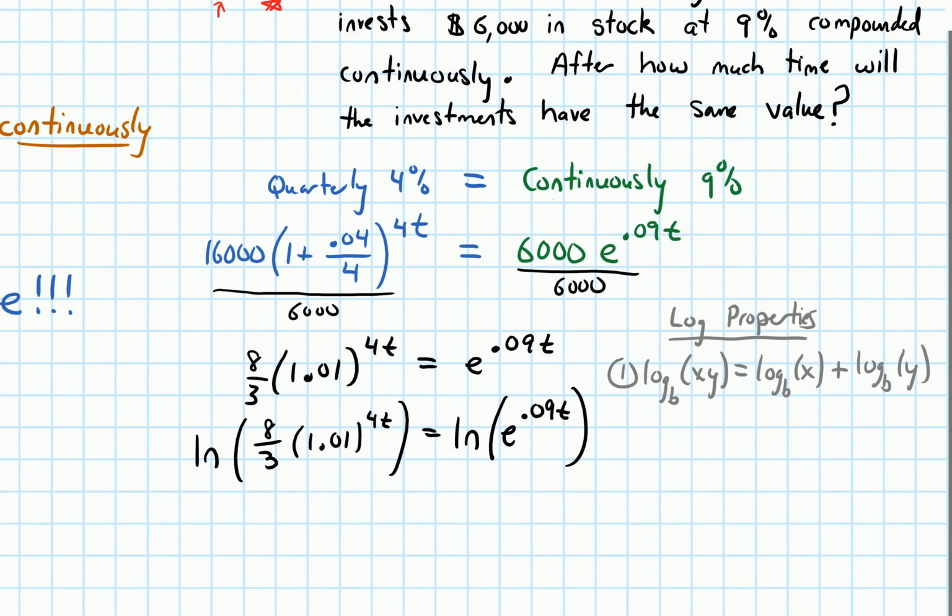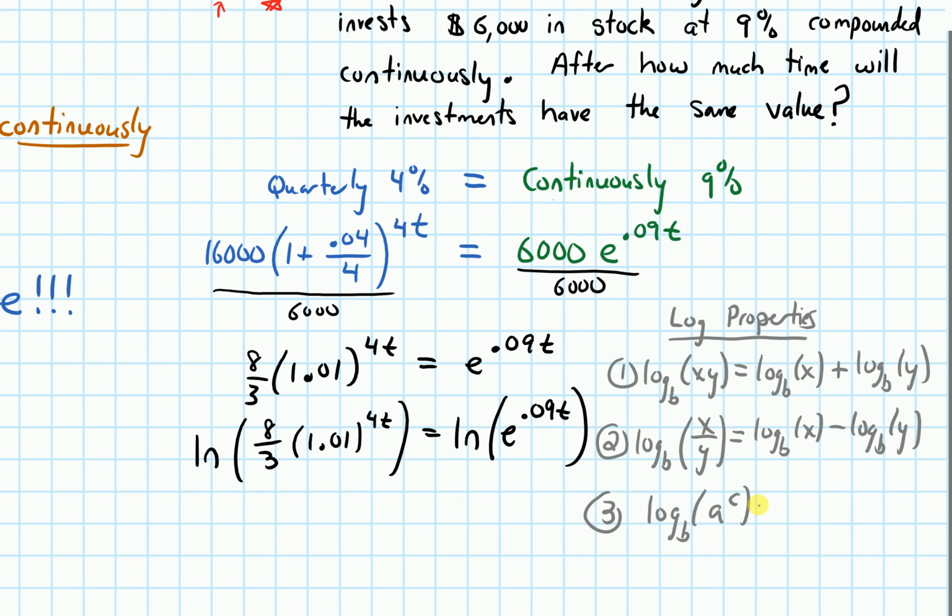That's one log property. Another one is if you have log base b, and then you divide two things inside the log, x over y, then you end up subtracting the logs. You get log base b of x minus log base b of y. Two more. If you have log base b of a to the c power, the power comes in front, and you get c times log base b of a.